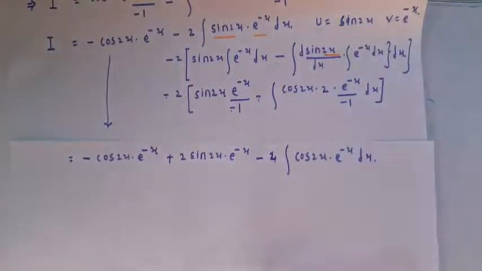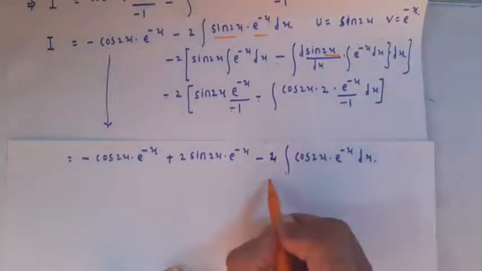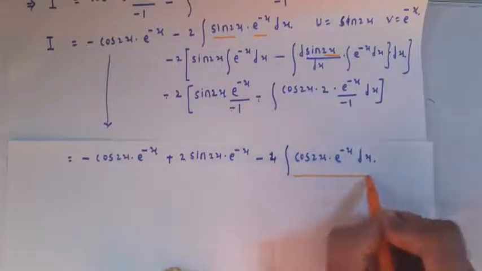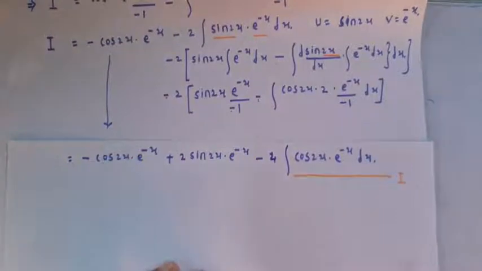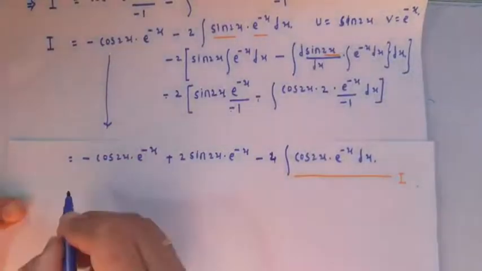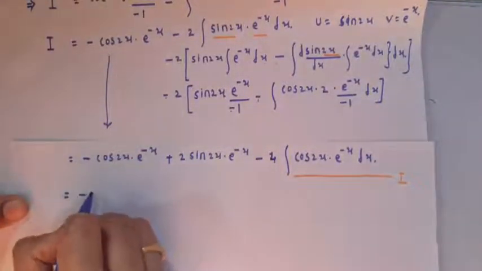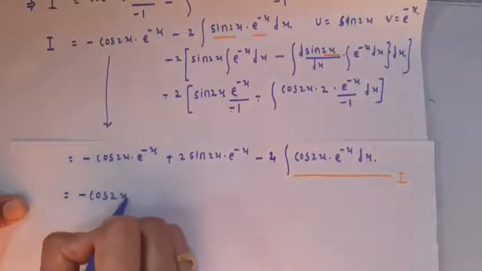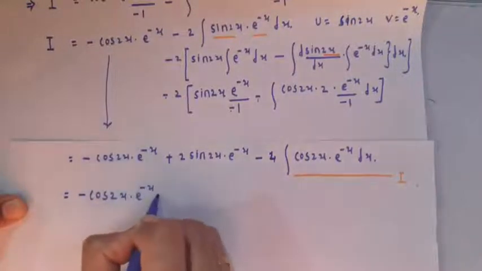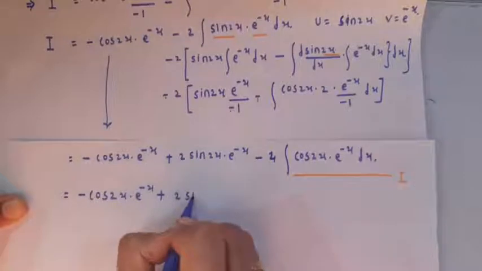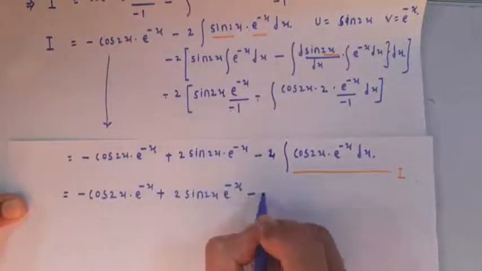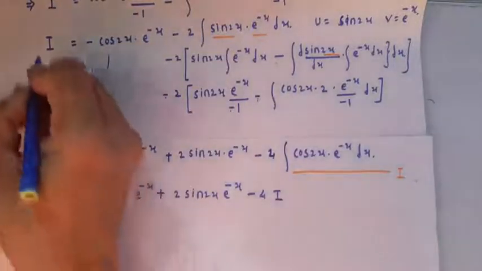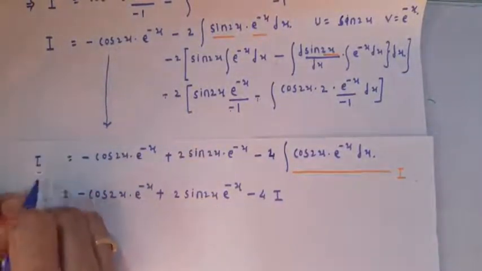But students, from 1 we have considered integration of this term as I. This is the I, and now this is equal to minus cos of 2x into e raised to minus x plus 2 sine of 2x e raised to minus x minus 4 into I, and this is the integration I.